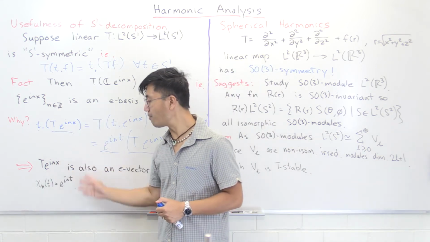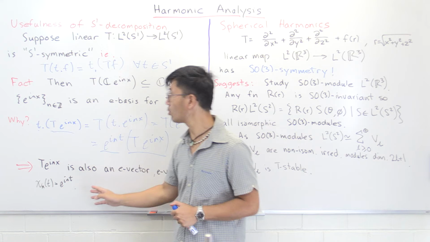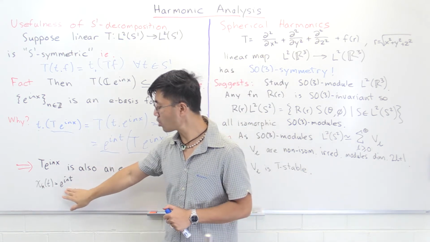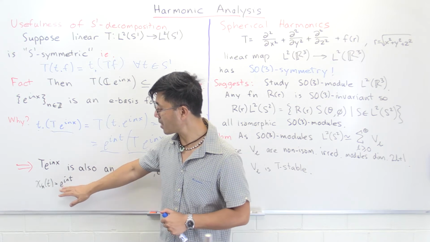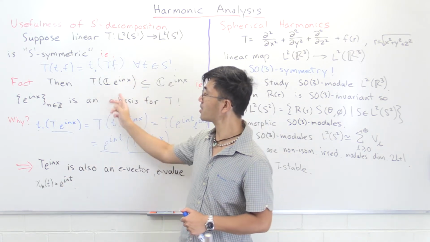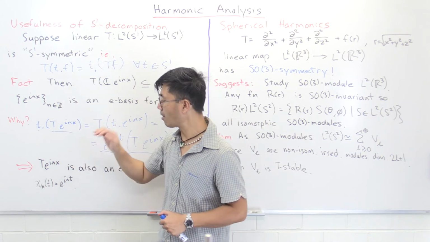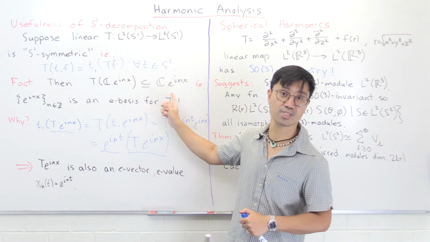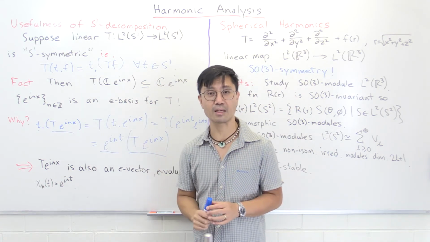But remember, we have this S1 decomposition of L2 S1. And it tells you what the eigenvectors with this eigenvalue are. Basically it's e to the I n x, and the scalar multiples of that. So this eigenvector has to be some scalar multiple of e to the I n x. So it's inside here. And that finishes the proof of this fact. It's quite simple like that.